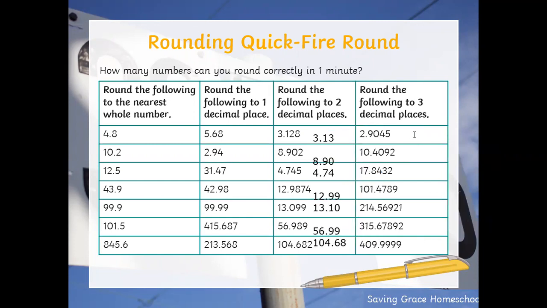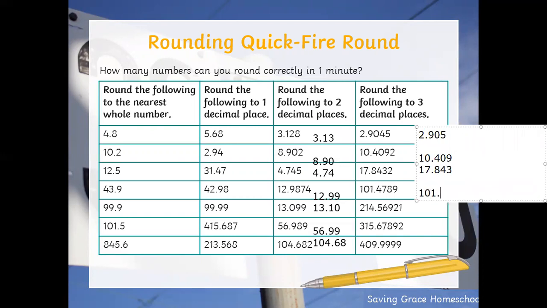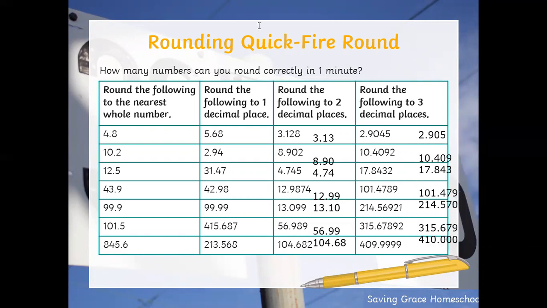For this one, we want three decimal places, so we have 2.905, 10.409, 17.843, 101.479, 214.56, 0.70, 315.679, and then we have 410.000.